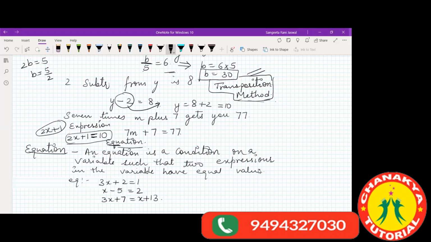So this is an expression on one side, this is an expression on the other side. And both these expressions are equal. Why are they equal? For some particular value of x, these two expressions will be equal. Okay?